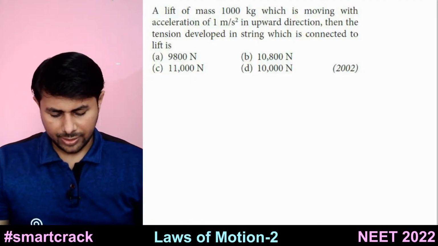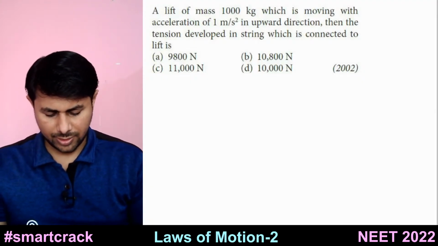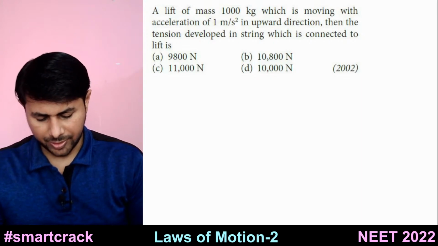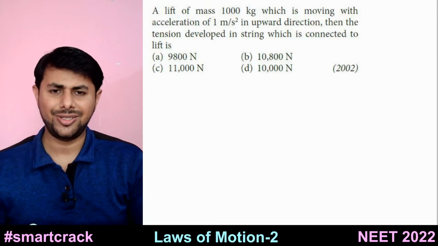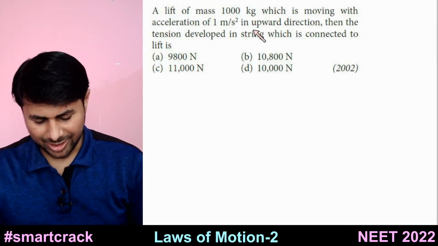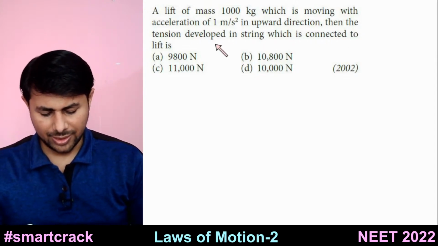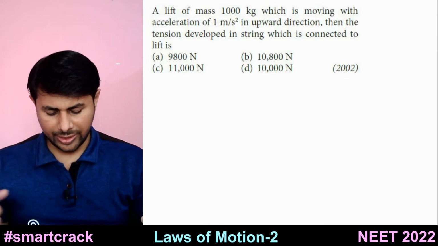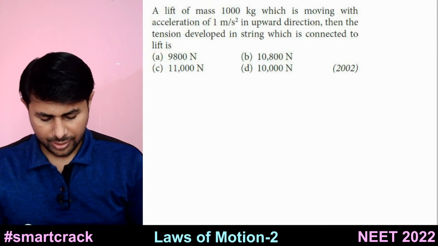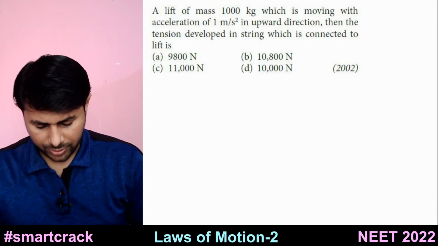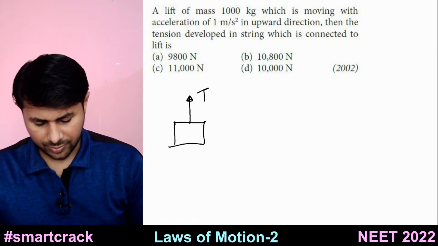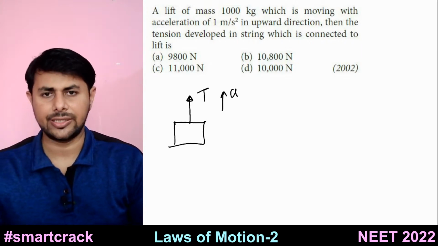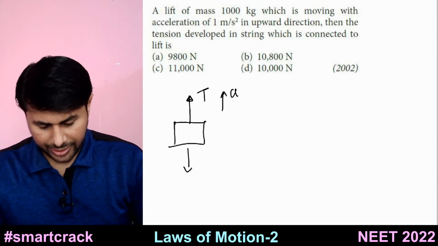All right. Let's see another problem. A lift of mass 1000 kg is moving with acceleration 1 meter per second squared in the upwards direction. Then the tension developed in the string which is connected to the lift is. We solved a very similar problem. So let's consider the lift. Tension acts upwards, it accelerates upwards, that means net force is upwards. Weight acts downwards.